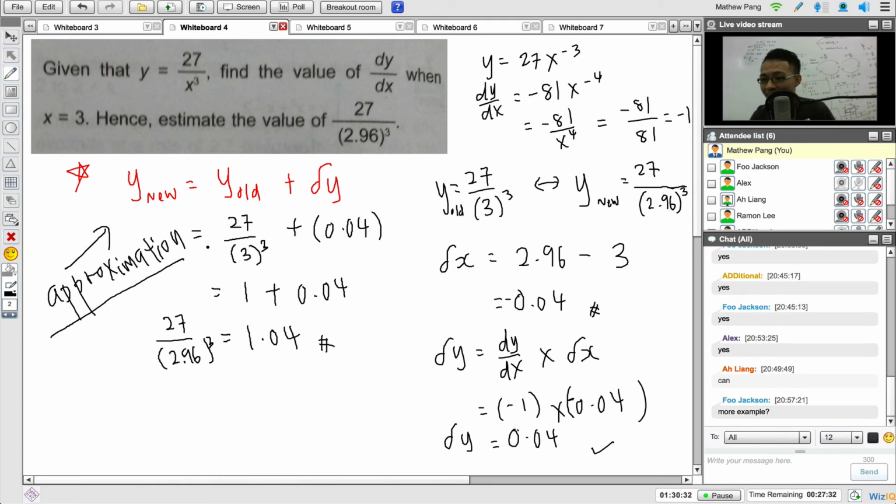Any question? Do you want more examples for approximation, or for any other topic?